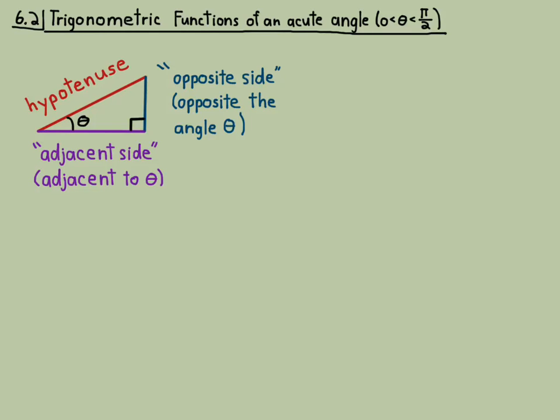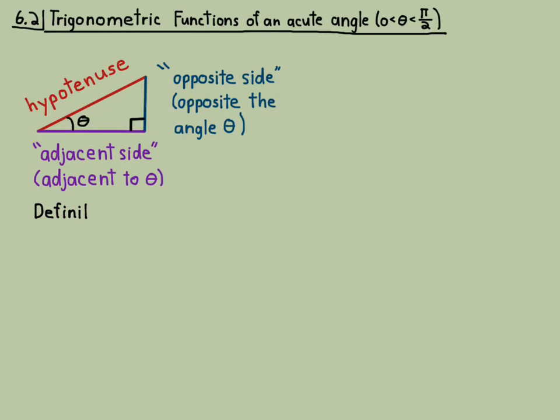And we have these labels that we commonly use when we're talking about this. By opposite side, I'll mean the side opposite the angle that we're talking about, which is theta in this case. The adjacent side is marked here in the diagram. It's next to the angle. It's not the hypotenuse, though. So by side, we really mean the legs. When we refer to the hypotenuse, we'll just call it the hypotenuse.